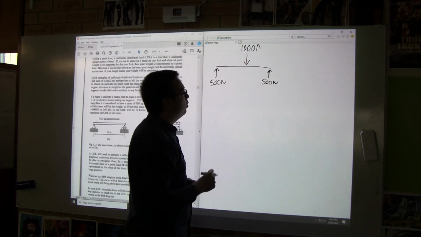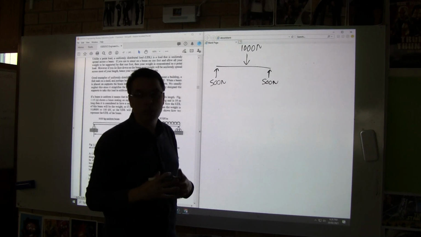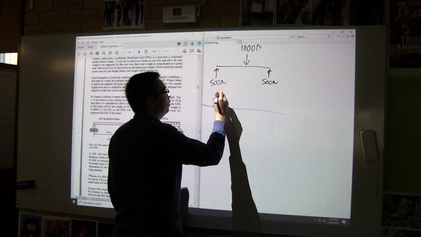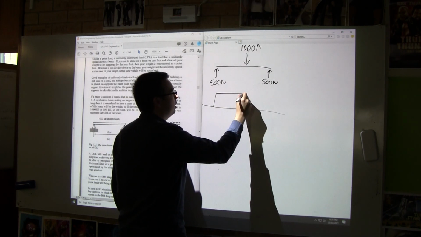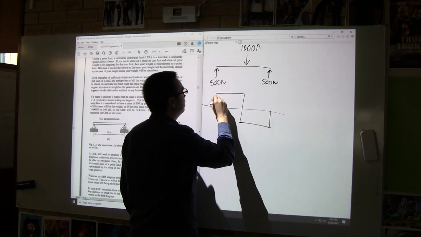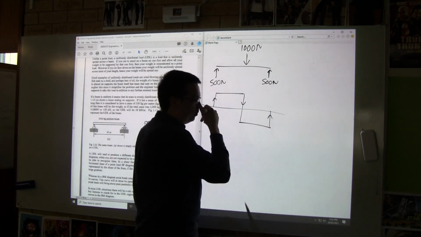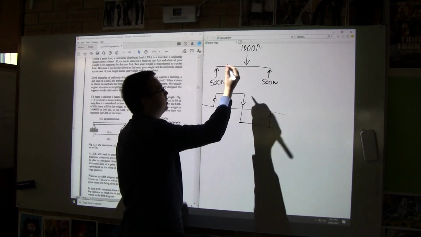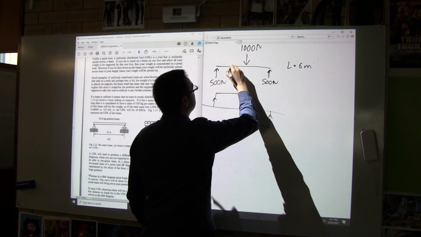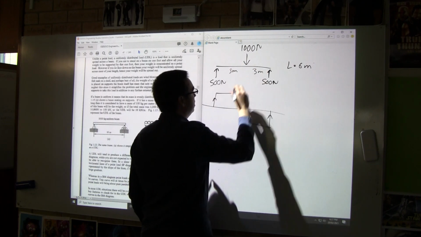In that situation, what is our shear force diagram going to look like? Once upon a time there was a beam, and it went up 500, and then it went across some number of meters, and then it went down 1,000, and then went across the same number of meters, then went up 500. Pretty simple. For the sake of argument, we'll say that L equals 6 meters. So this is 3 meters and 3 meters to each span.